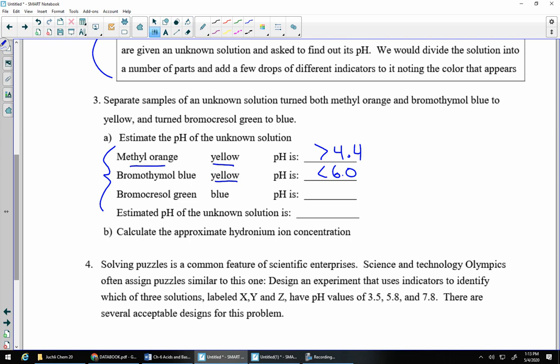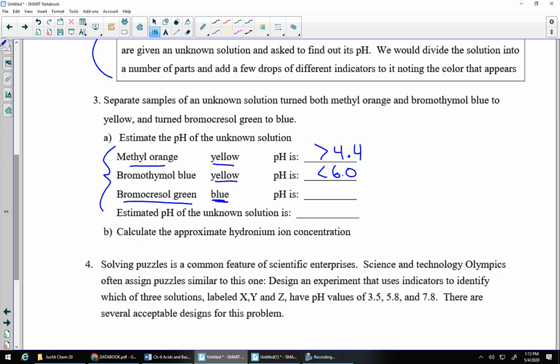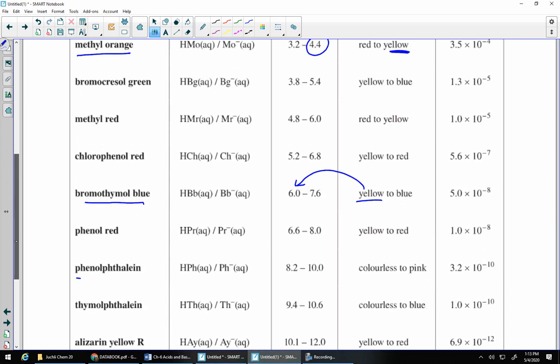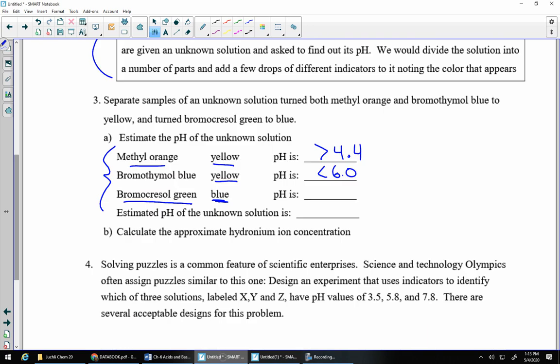So less than 6.0. We've already got a pH range here, so it's got to be greater than 4.4, but less than 6.0. Let's see if this last thing, bromocresol green, let's see if it being blue tells us a little bit narrower range. So bromocresol green, that's what it was, right? Bromocresol green was blue. There it is. It was blue, which means that the pH has to be greater than 5.4. So let's go back to here and let's say greater than 5.4.